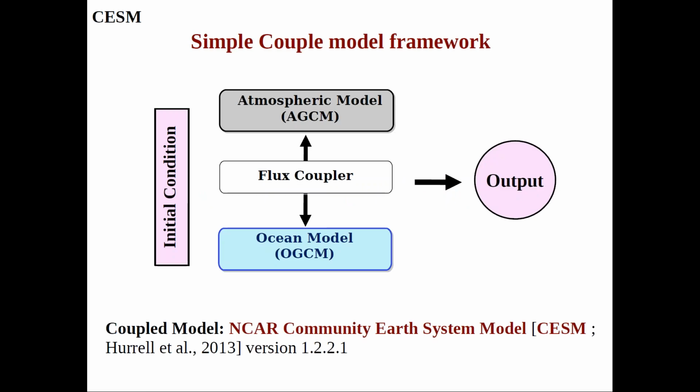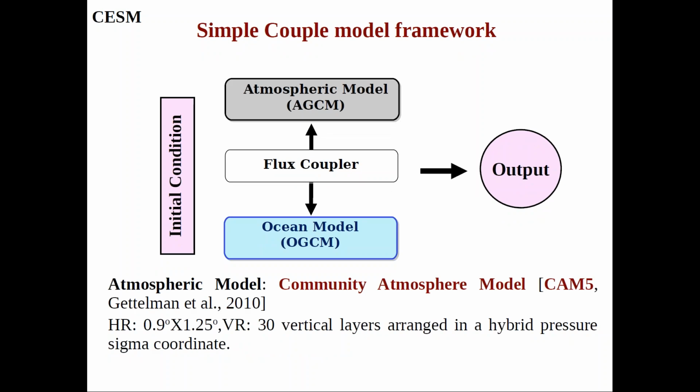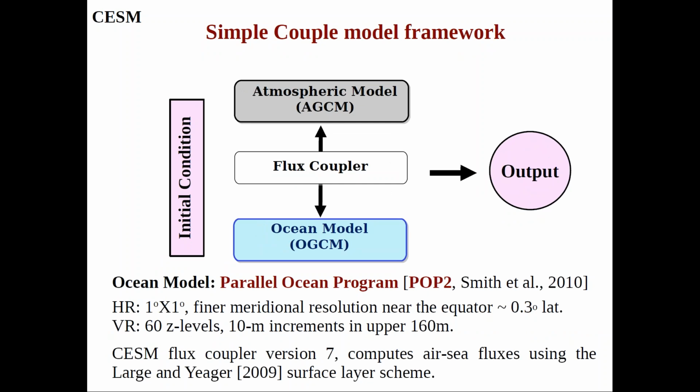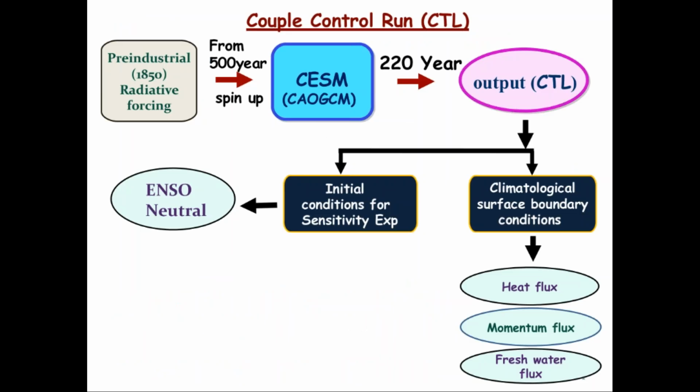For this, we have a model and methodology which is very crucial for our study, because it is a unique model framework. I will come to that. We use the CESM and CAM model. This is an ocean and atmosphere coupled model. This is the initial condition. We run the model and we get the output. The atmospheric model is CAM and the ocean model is POP, and it is coupled with the CESM coupler version 7, and sea fluxes are calculated using the Large and Yeager surface scheme.